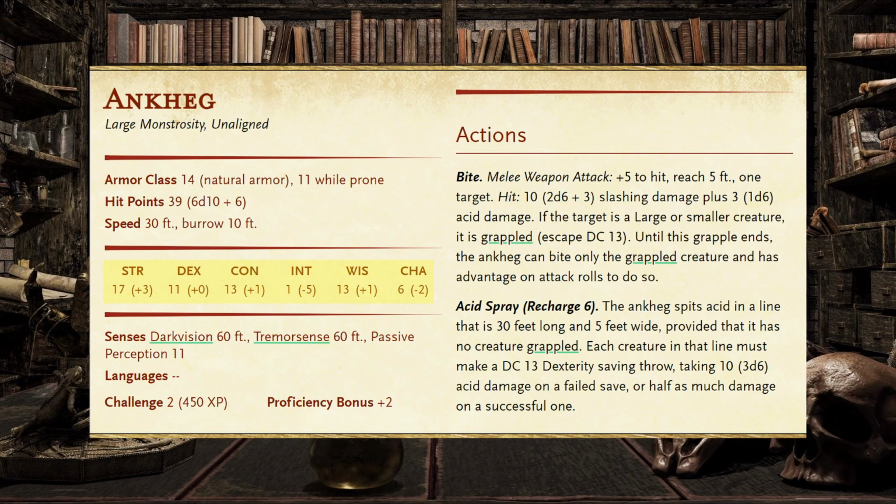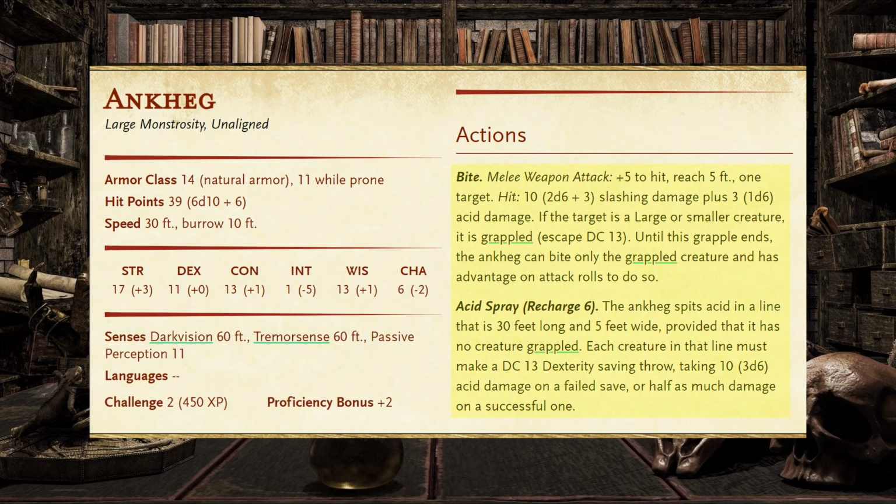With 10 being average for an ability score, the Ankheg has high strength, constitution, and wisdom, average dexterity, and low intelligence and charisma. For their skills and proficiencies, the Ankheg has darkvision out to 60 feet, tremorsense out to 60 feet, a passive perception of 11, a proficiency bonus of +2, a challenge rating of 2, and awards 450 experience points when killed.